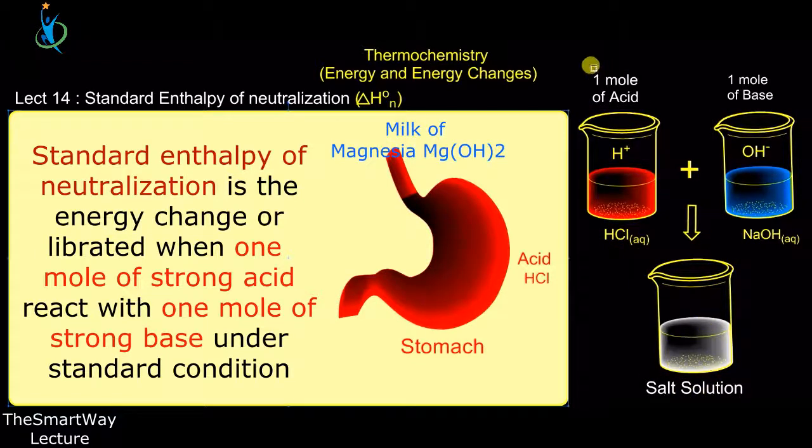So you can see from here that I have added 1 mole of acid to this 1 mole of base. This whole quantity is 1 mole of acid, and this whole quantity is 1 mole of base. When I bring them together, the two will be transformed to the salt solution. That is what will be formed here. The energy required to form this or liberated during the process is what we call the standard enthalpy of neutralization. The reaction must take place at standard conditions.